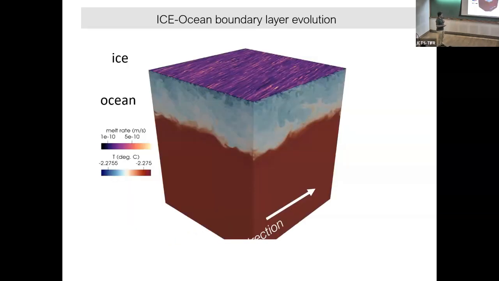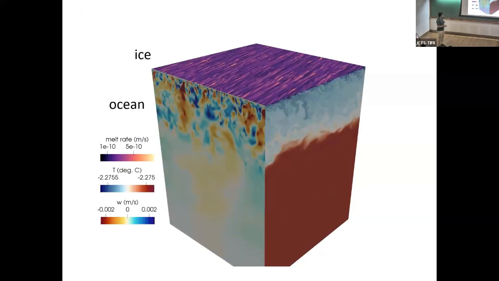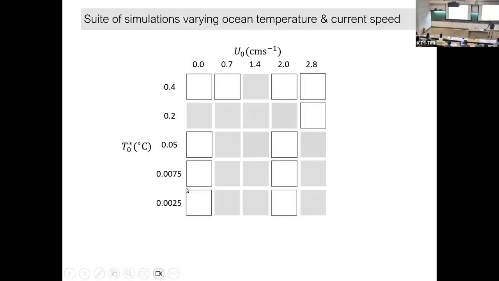Now let me, it's not playing. Something happened with all my movies, nothing is playing. Okay, so no time for movies, so let's come to the science.